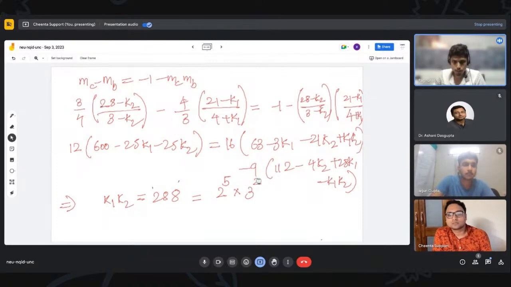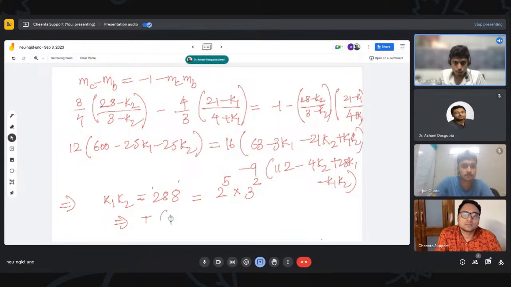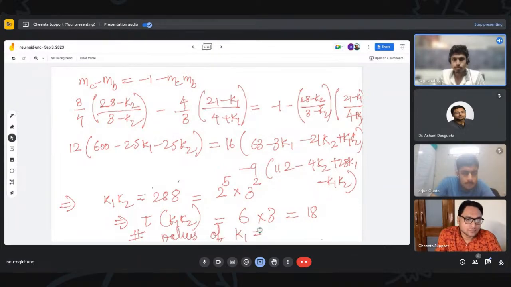So now this is 2 power 5 into 3 square. So basically the number of integers k1 k2. K1 k2 can be negative also, that is fine. So tau of k1 k2 will be counting the positive divisors like 6 into 3, 18. I just forgot that there are also negative divisors. So the number of values of k1 will be not 18, but the negatives of that as well, which will be 36. Similarly, you will get k2 because 288 by k1 will be k2.